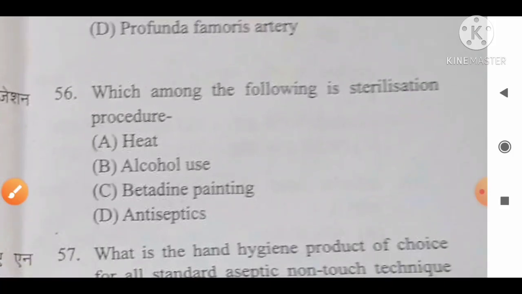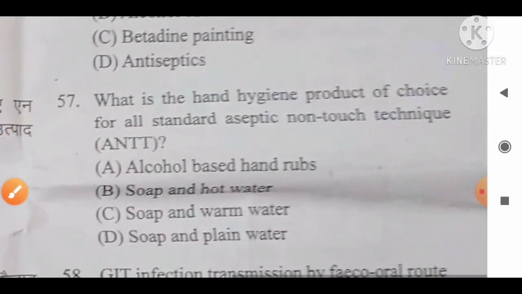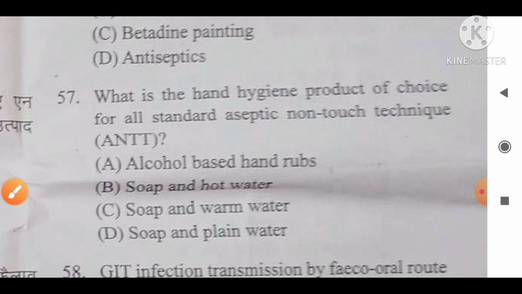Which among the following is a sterilization procedure? And the options are A, heat, B, alcohol use, C, betadine painting, D, antiseptic. And the correct answer for this question is option A. Heat is an example of a procedure for sterilization, which is further subdivided into two: dry heat sterilization and moist heat sterilization. So option A will be the correct answer for this question.